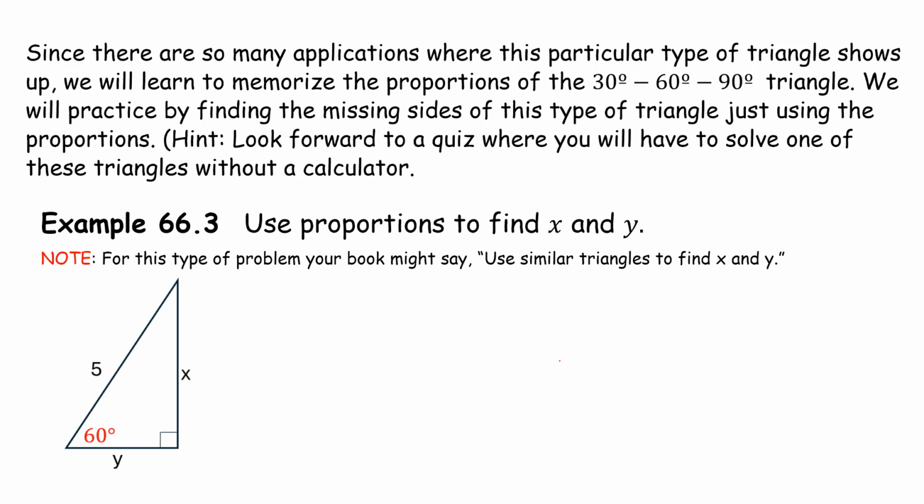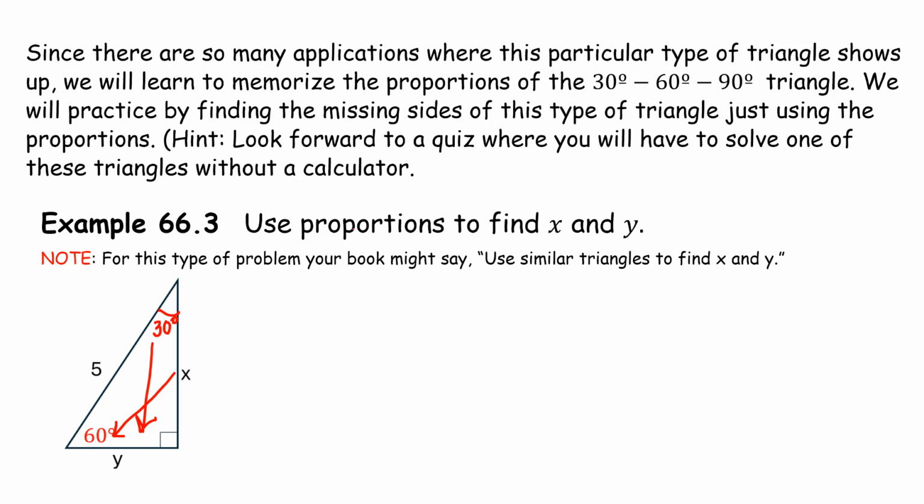So here you have a 30, 60, 90 triangle. The 30-degree angle is not marked, but you know it's 30 degrees because this is 90, this is 60, that adds up to 150, and every triangle has a total of 180 degrees in it. So this is a 30, 60, 90 triangle. You can see that y is the short leg because it's across from the 30-degree angle, and x is the long leg because it's across from the 60-degree angle. So we have the hypotenuse, we know that.